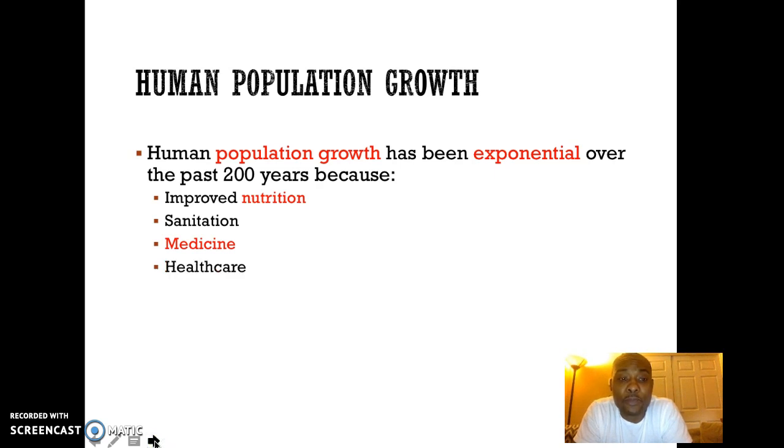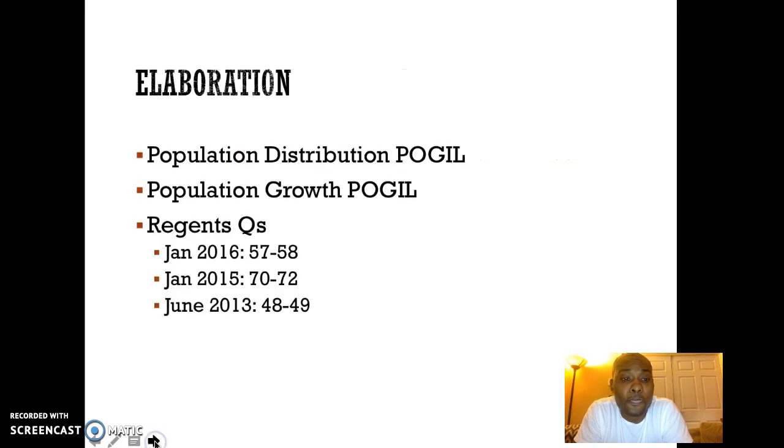In healthcare, people have a little bit more access to doctors and dentists. You can get checkups, and so once again, as a result, people are living longer, causing population growth to just increase overall for humans.